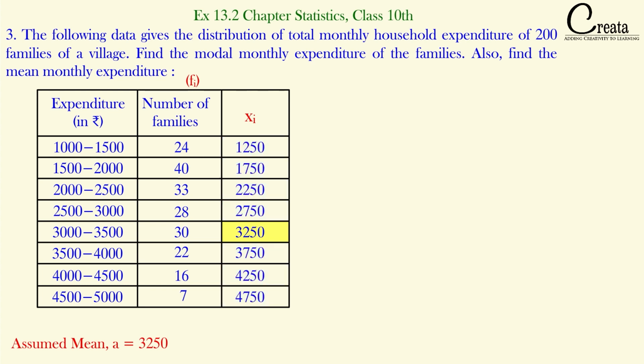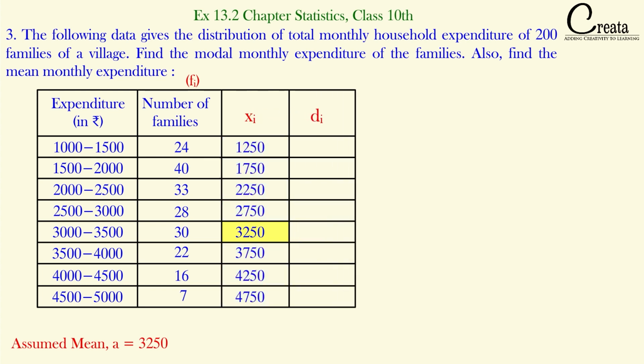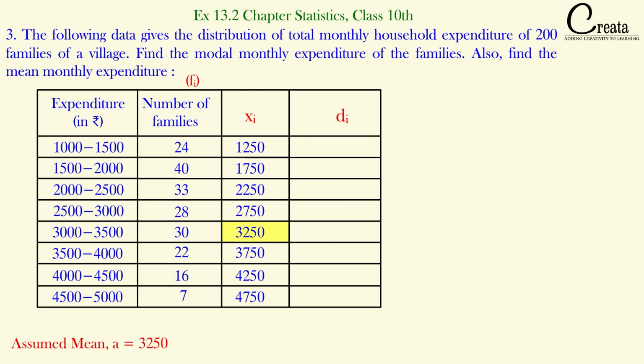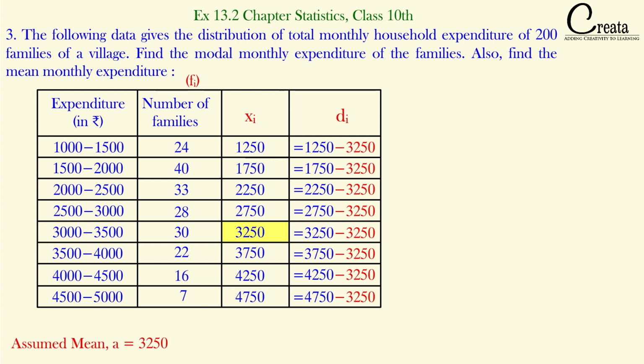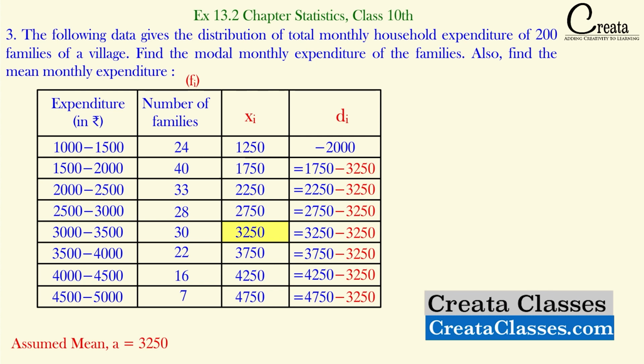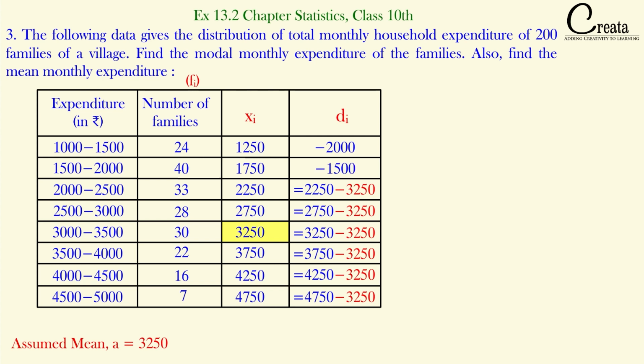Next step, we will find the deviation, which is the next column in the table, xi minus a. We will subtract the value of our assumed mean from all of these values. So 1250 minus 3250 is minus 2000. 1750 minus 3250 is minus 1500. Similarly, minus 1000, minus 500, 0, 500, 1000, 1500. We have simply subtracted the assumed mean from all the values of xi. We got the deviation, that is di.